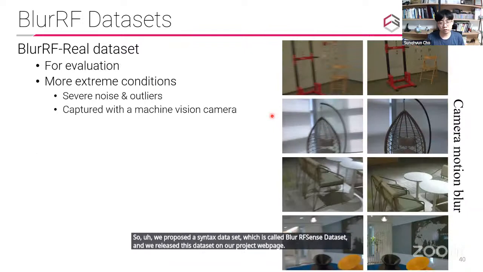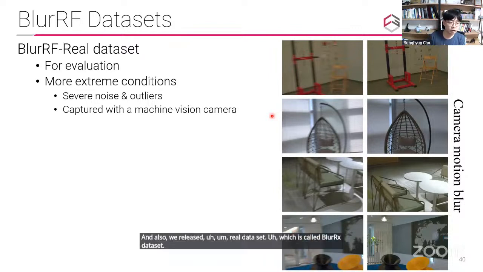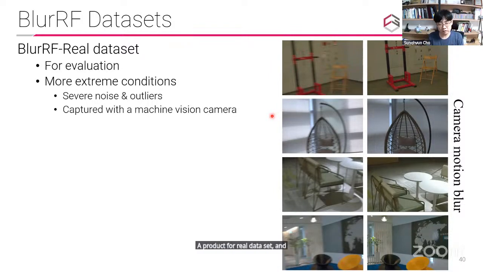And also we released a real data set, which is called the Blur RF Real data set. This data set is for evaluation, and we also released this data set on our project webpage. This data set provides low light images with severe blur and severe noise and other outliers.